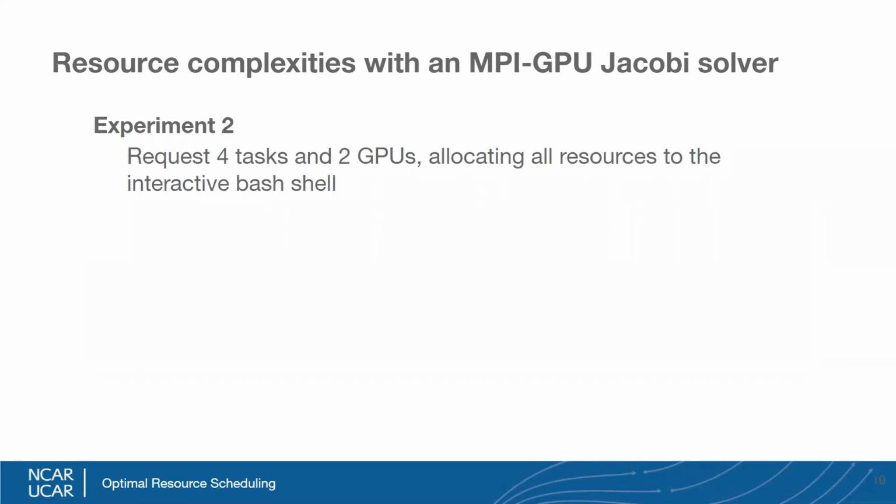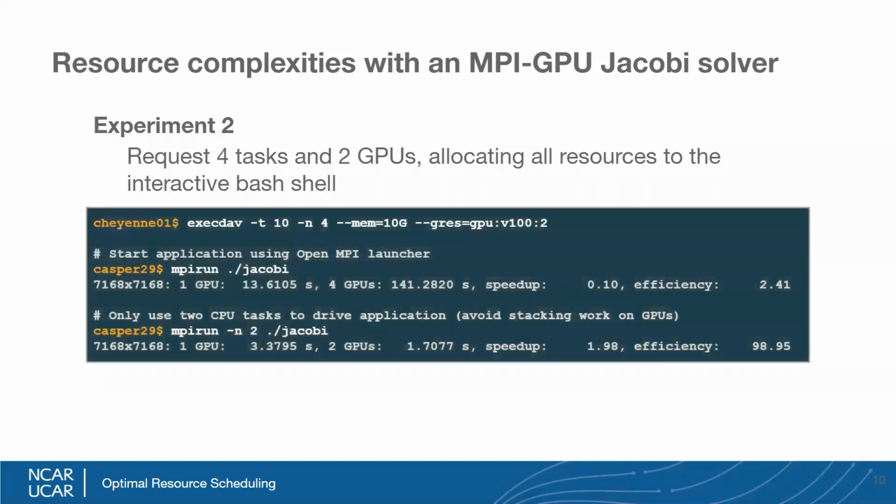So what we can do instead in the second experiment is request 4 tasks. So then I'm going to get 2 physical cores and 2 GPUs. And again, I'm going to allocate all the resources to the interactive bash shell. So here you can see the only thing I've changed is I've made this number of tasks 4. So I know that the srun isn't going to work, so forget about that. But now that I have 4 tasks, I can do my mpirun with the Jacobi, and it's still bad.